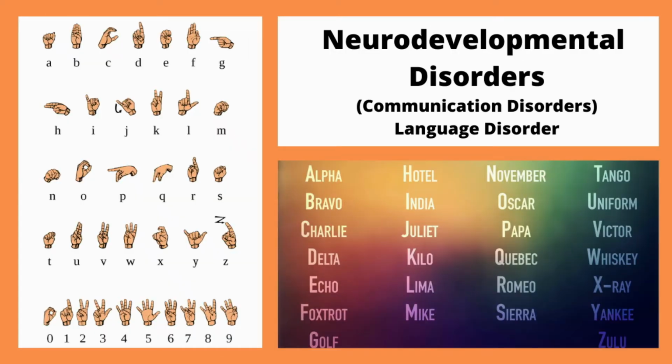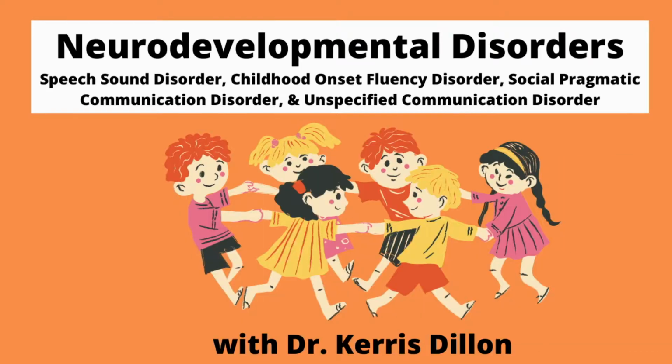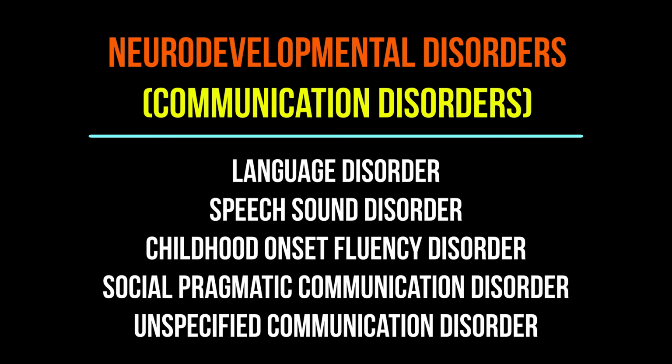In the last video, we covered language disorder. In this video, we're going to cover speech sound disorder, childhood onset fluency disorder, stuttering, social pragmatic communication disorder, and unspecified communication disorder. There are four disorders that are part of the grouping of communication disorders, which fits into the larger category of neurodevelopmental disorders. The neurodevelopmental disorders can be found on my video page, and they all have orange as the background color.